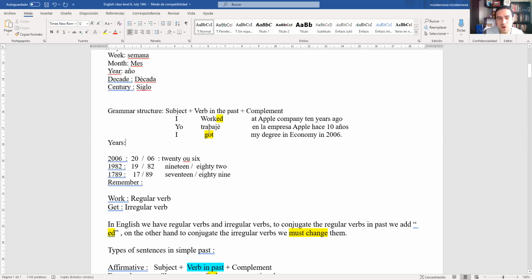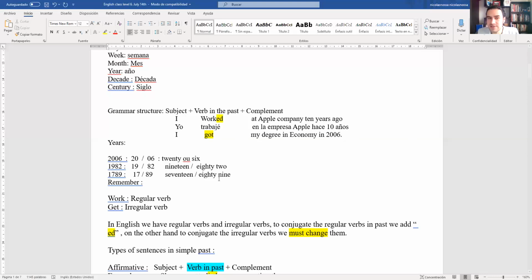Remember, we call these regular verbs, se llaman regulares, because we add ed. And also we have the irregular verbs, los irregulares, which is, for example, the verb get in present. In past is got. Como lo tengo acá: I got my degree in economy in 2006. Obtuve, el verbo obtener, en pasado. Obtuve mi grado como economista en 2006. So what is the difference? ¿Cómo sé que es regular o irregular?